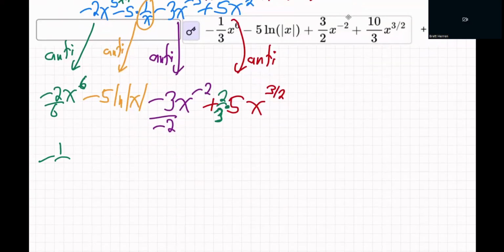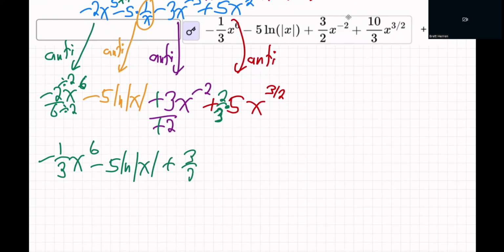This will be minus 1/3 x to the 6. I just divided top and bottom by 2 there. Minus 5 natural log of absolute value of x. These two negatives cancel, plus 3 halves x to the minus 2. Plus, and what happens here? There's 5 over 1. 2 times 5 is 10. 3 times 1 is 3. x to the 3 halves. And so there we go.